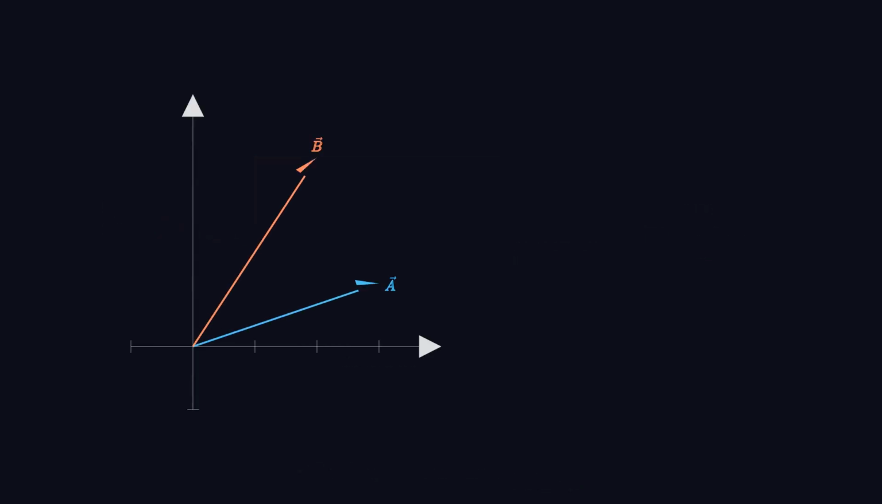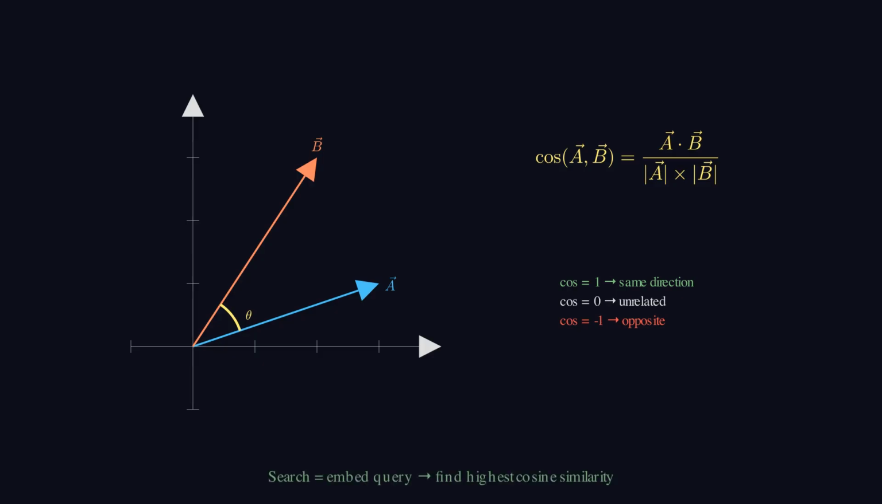How do we mathematically measure if two embeddings are similar? The standard metric is cosine similarity. It's the cosine of the angle between two vectors. If two vectors point in the same direction, cosine is 1, maximum similarity. If they're perpendicular, cosine is 0, unrelated. If they point in opposite directions, cosine is -1, opposite meaning.